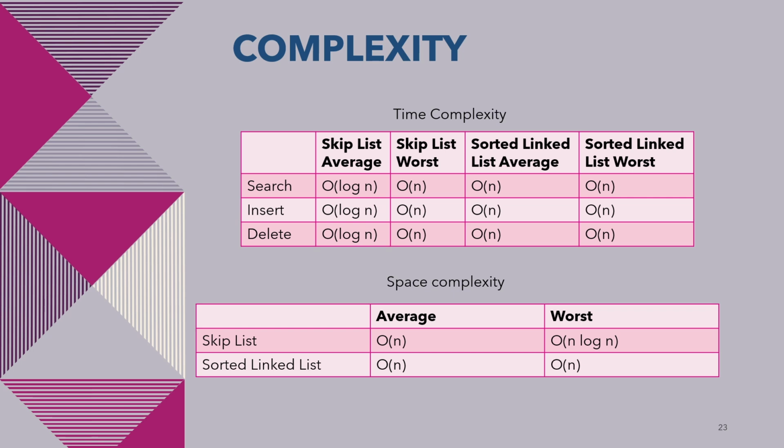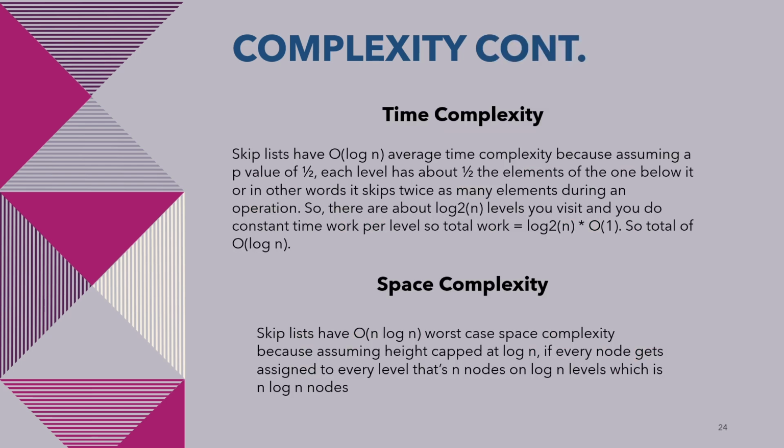And then for space complexity, the skip list is going to have an average of O of n and a worst case of O of n log n. And then the sorted linked list for comparison, it's just going to have both average and worst as O of n. And I will explain some of the details on why these numbers make sense in the next slide. Okay, so here we're just going to dive into some of the details on why the time and space complexity of those skip list operations make sense.